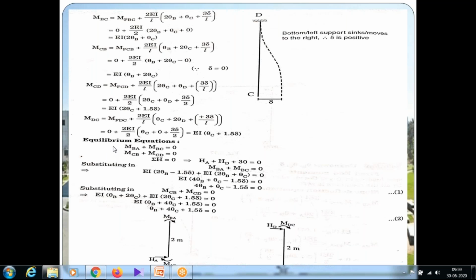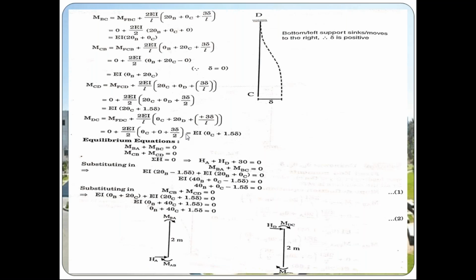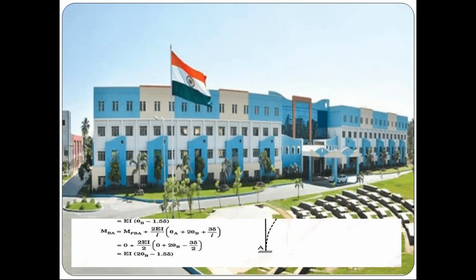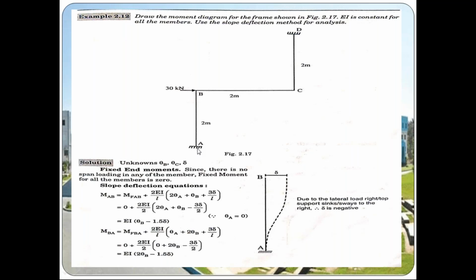Okay, the next step is joint equilibrium equations. In this member, we are having 4 joints, that is joint A, joint B, joint C, joint D. Joint A and joint D are fixed supports, so movement will be there. We don't know that movement, so we have to calculate. Joint B and joint C are intermediate supports.